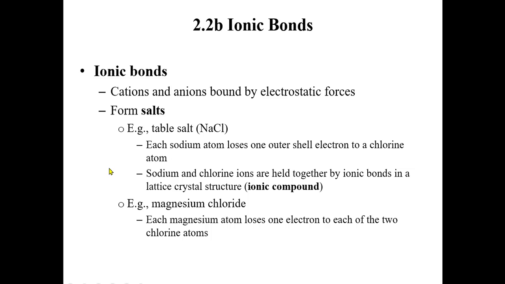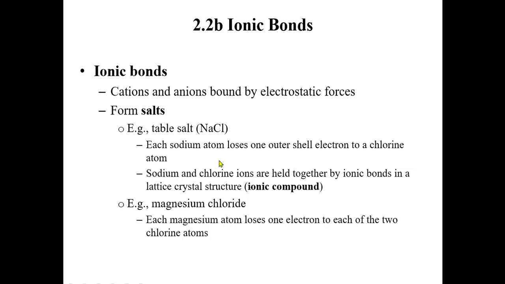Okay, now this is important. These are the kinds of bonds that we form. Bonds are how we join elements together. So I've got an element called sodium, and I've got an element called chlorine. And these two elements are going to be joined by, in this example here, ionic bonds. Ionic bonds. That's because we're going to have a loss or gain of electrons.